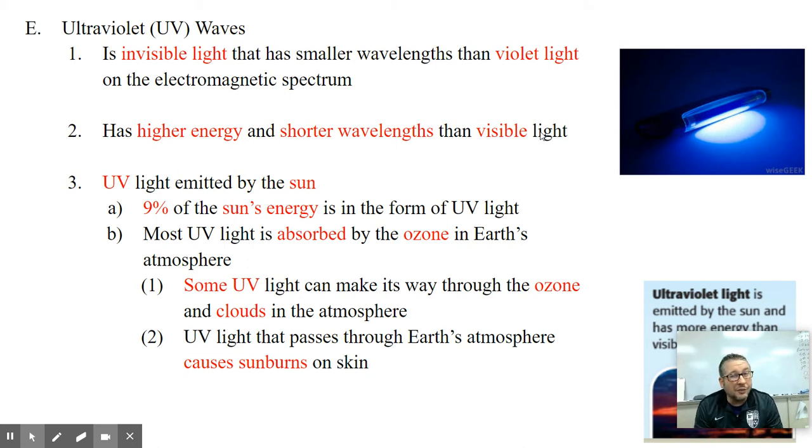That's why the ozone is very important, but you don't hear about the hole in the ozone anymore. So I'm curious to know if it's fixed.